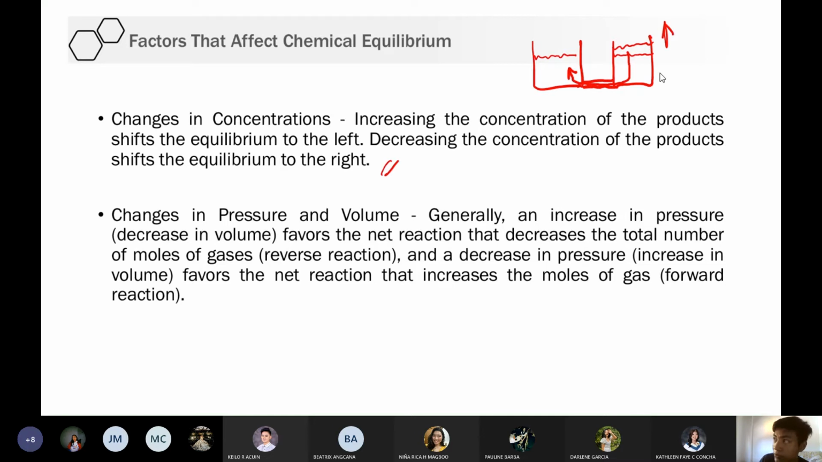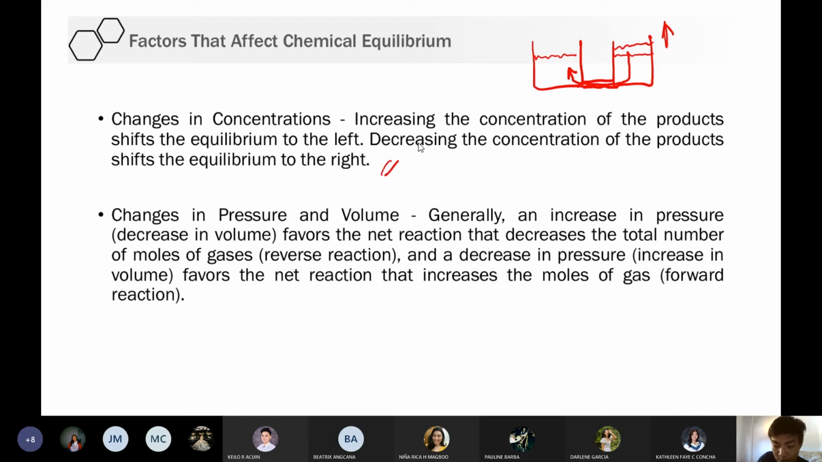Because you increase the water level on the right side, in order to achieve balance, some of the water has to go to the reactant side. Or some of the chemical species has to be converted to the reactant side. Next sentence, decreasing the concentration of the product shifts the equilibrium to the right.